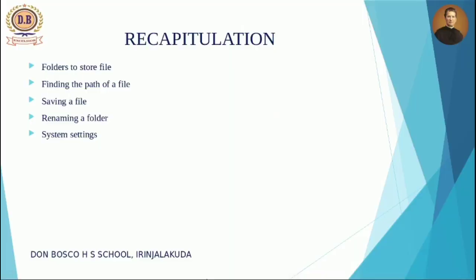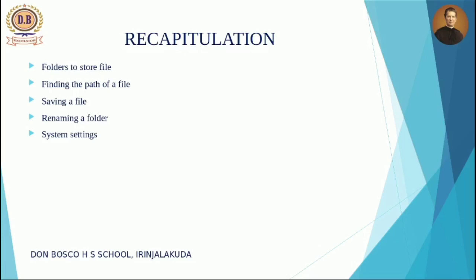So now let's summarize what we have learned today. Today our first topic was folders to store file. We have learned that folders are used to store files, and we have seen the main folder in a computer, that is home folder, where all the files are stored. Then our second topic was finding the path of a file. How to find the path of a file? Right click on the saved file, select the option properties. In that we can see the path for that file.